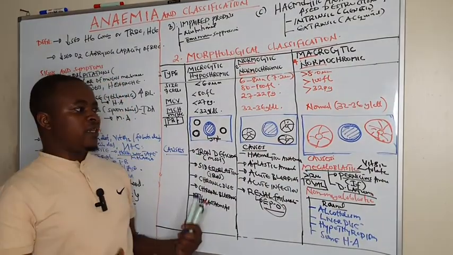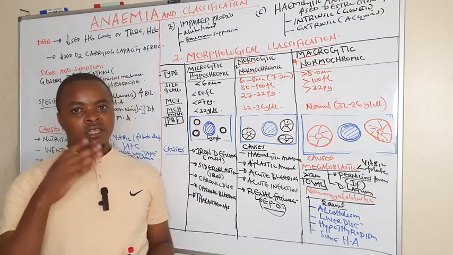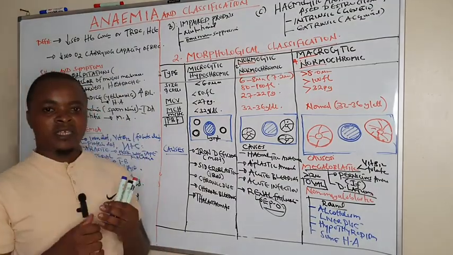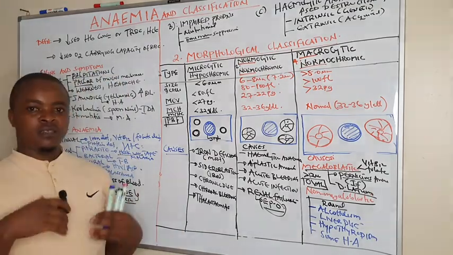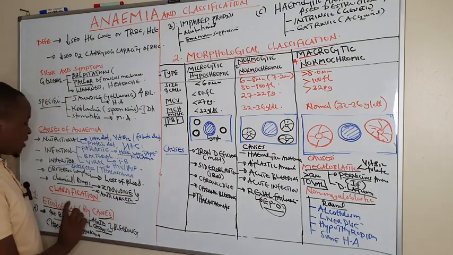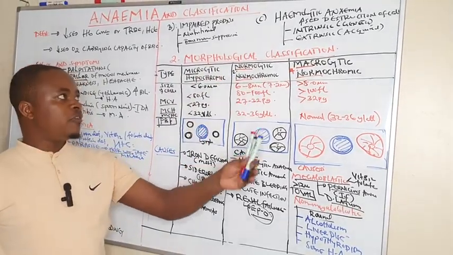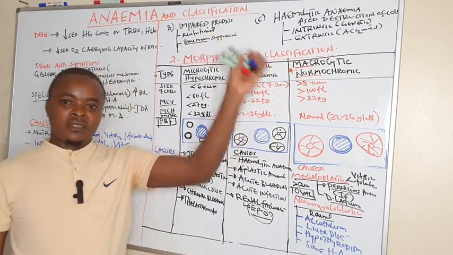So this is what we can discuss under morphological classification of anemia. Thank you so much for following us from the beginning, where we have seen what is anemia, signs and symptoms, causes, and then classification, whereby we have looked at etiological classification and morphological. But in the coming video, we shall see etiological classification in detail.